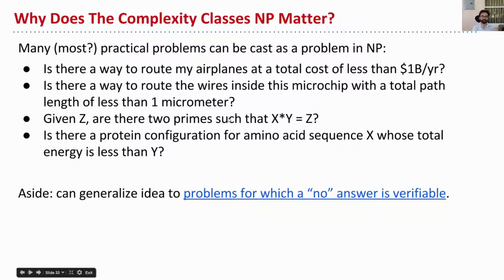Why does NP matter? Well, one reason is that most practical problems, or at least many, can be cast as something in NP.